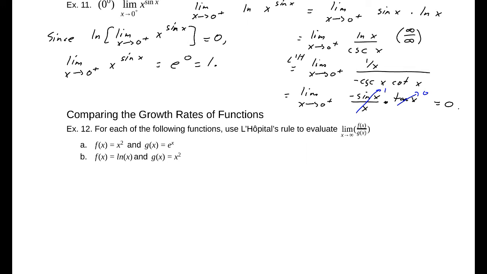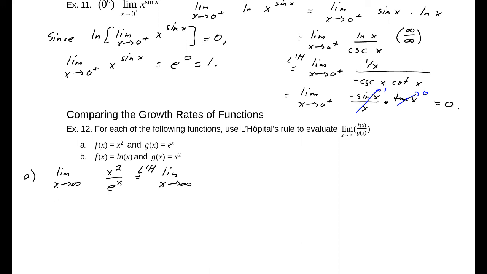So we're going to do this right here and compare these two. So let's go. Limit as x approaches infinity of f of x over g of x, so x squared over e to the x. Now hopefully in the back of your mind you're thinking, of course e to the x grows much faster. It's an exponential function after all. But let's go ahead and explore.